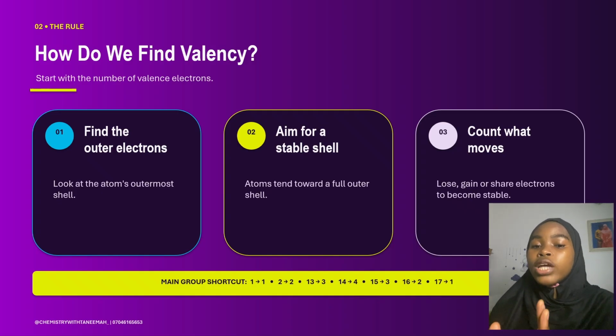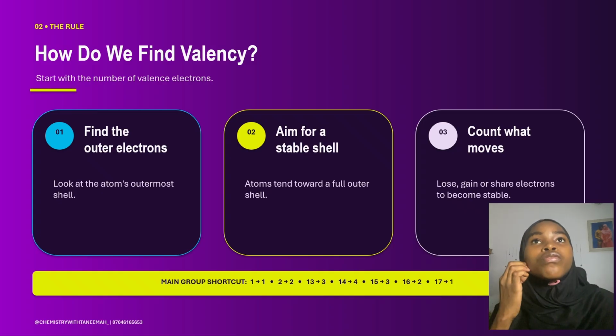So hydrogen has 1 electron, and we are looking to have 2 electrons in the outermost shell. So we need 1 more electron for that 2 to be complete. So the valency of hydrogen is 1. Helium has 2 electrons in its outermost shell. So for helium to attain a stable state, it needs 0 electrons in the outermost shell. That is why the valency of helium is 0.